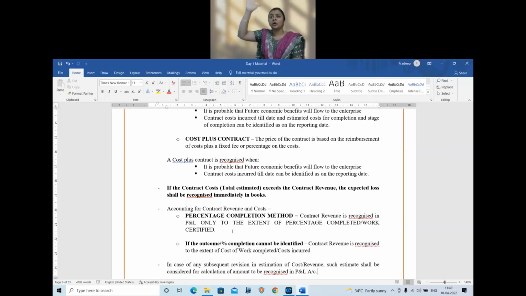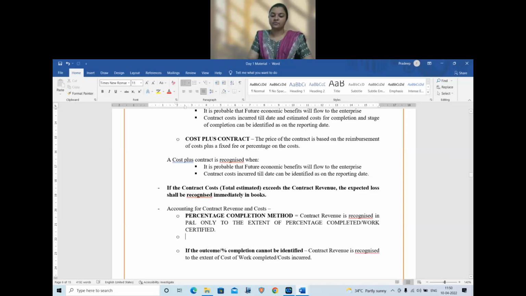Second, I don't know percentage completion. In a fixed price contract, you can identify percentage completion. Suppose you don't know percentage completion. Go to the second rule. Do you have actual cost incurred? Yes. Do you have total estimated cost? Yes. So, contract revenue is recognized as a proportion of cost incurred divided by total cost.